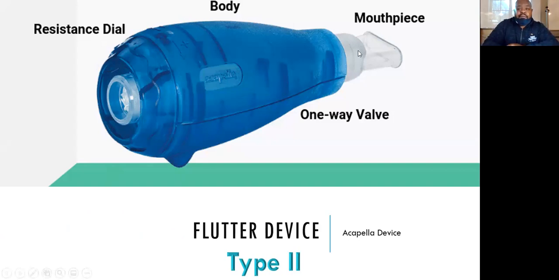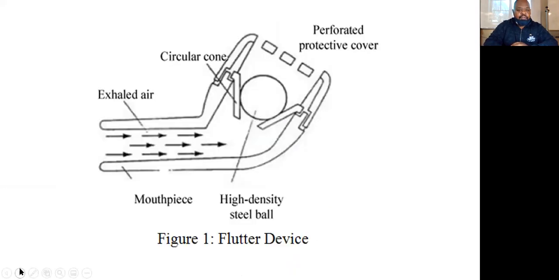They put their mouth on this end here, they take a deep breath in and blow through here. When they blow through there, those little valves will open and close, open and close really fast. That open and closing will also give a shaking effect to the lungs. That's the acapella device. All right, this is just a diagram of that flutter type one that has that metal ball in there.